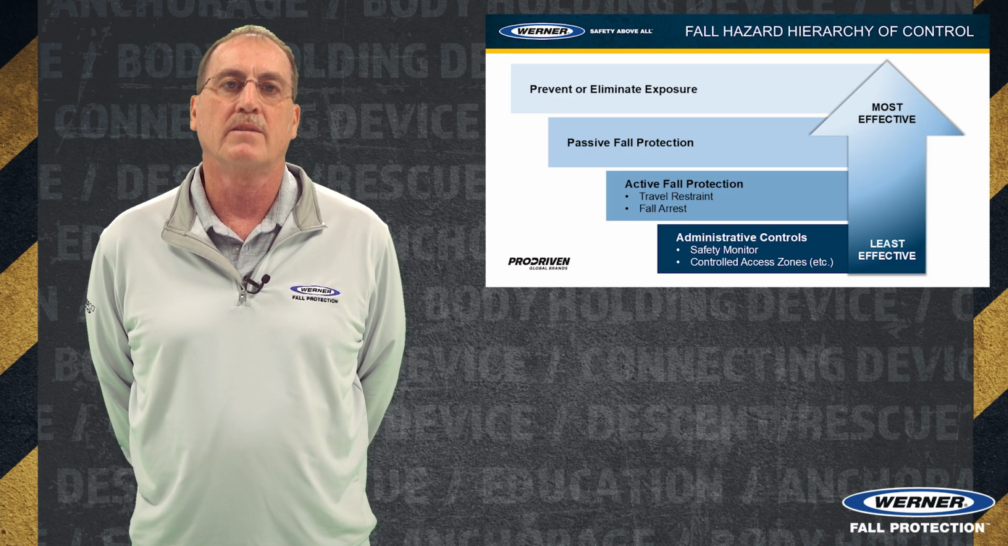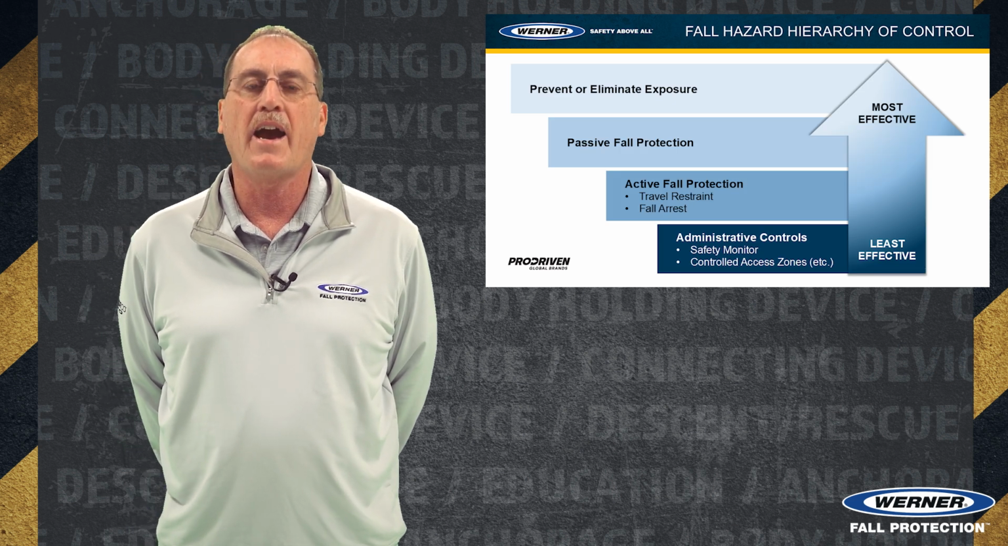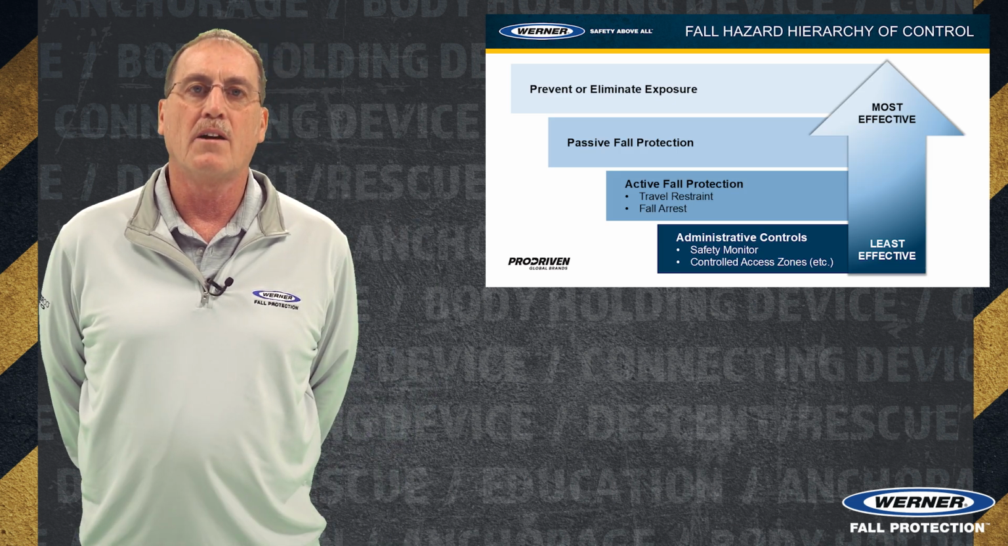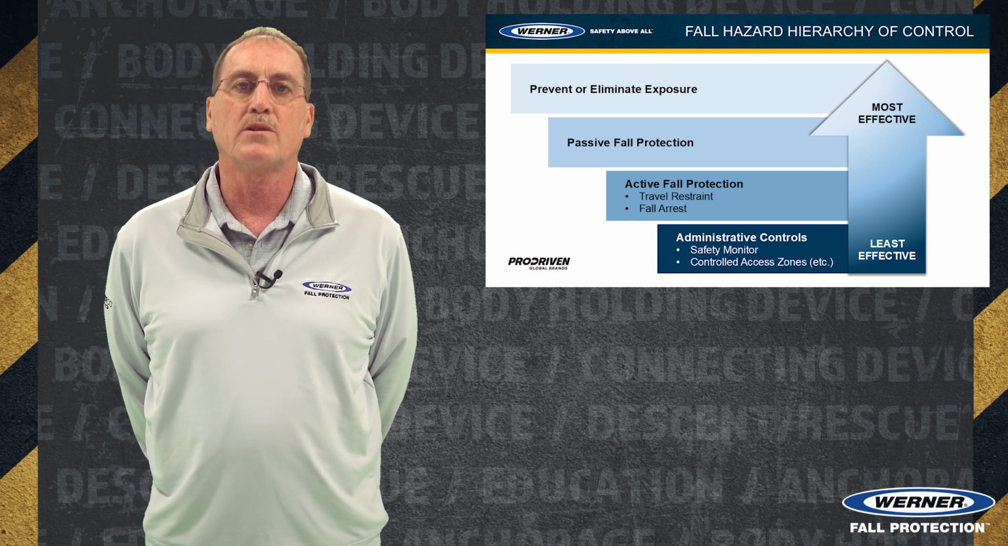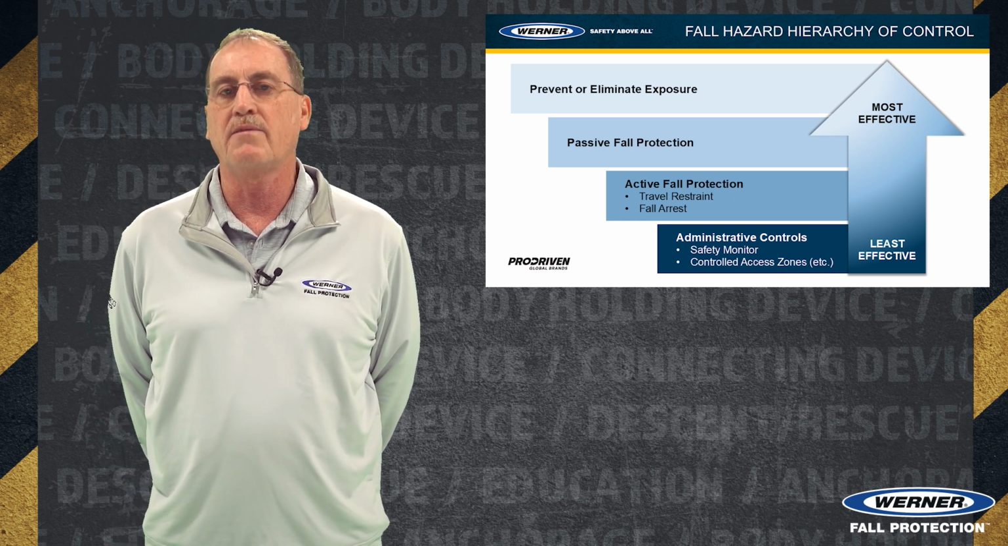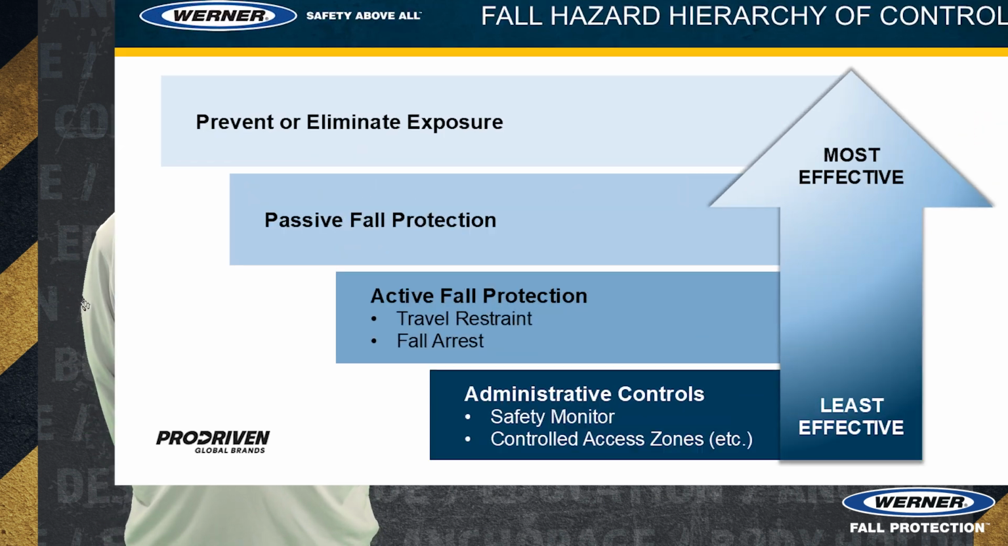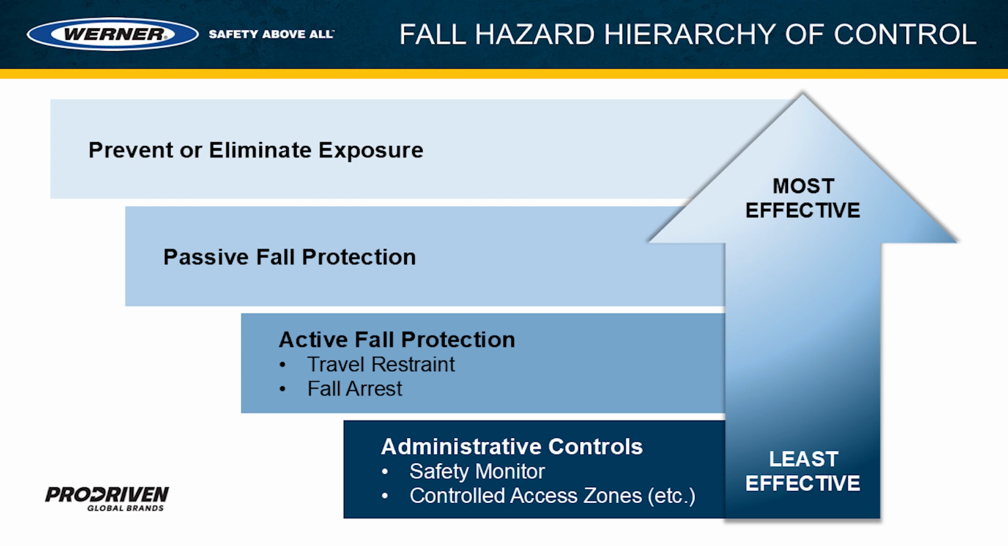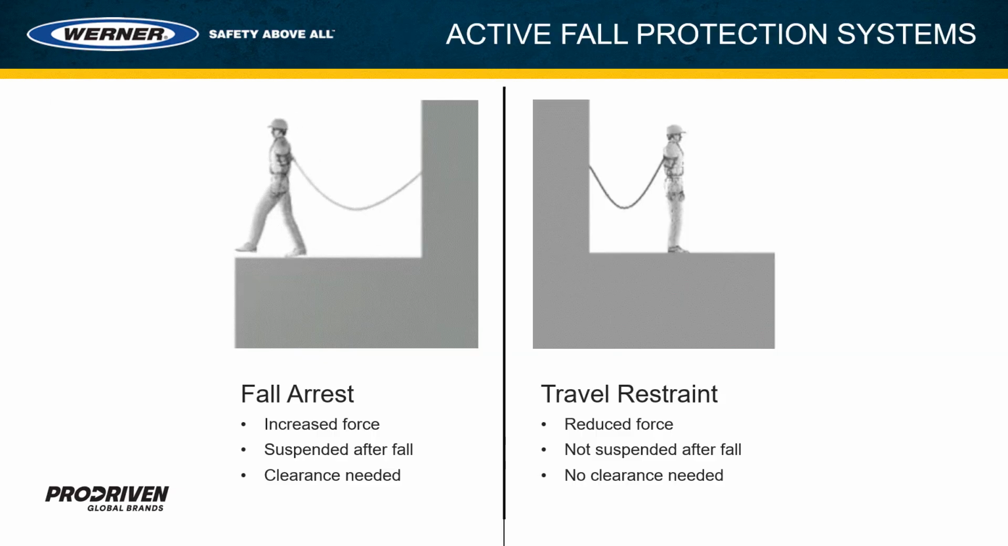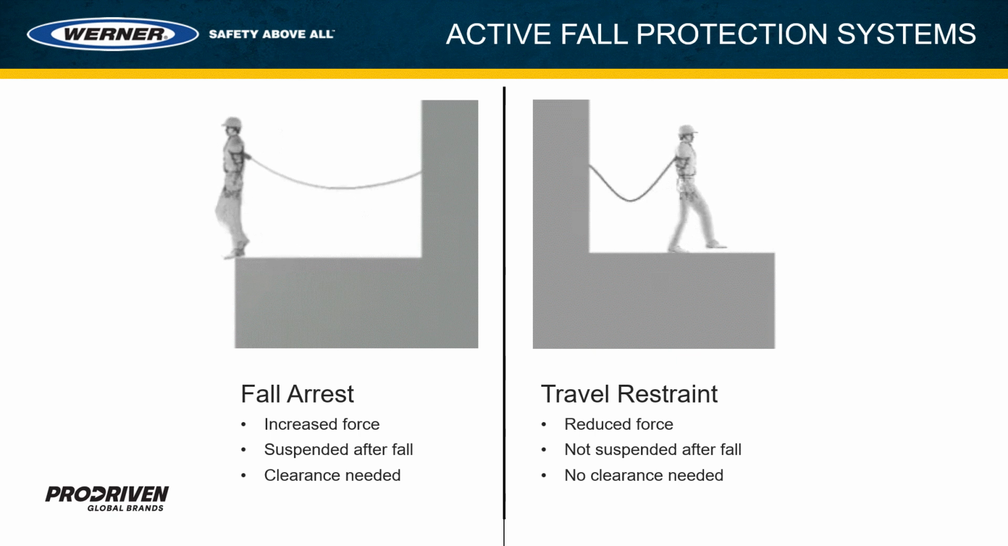Passive fall protection. Next, eliminating the hazard altogether. An opportunity to contain restrained workers with guardrails and similar safety devices and measures. Now, active fall protection gets a little more complicated. There are two types of active fall protection: travel restraint and fall arrest.